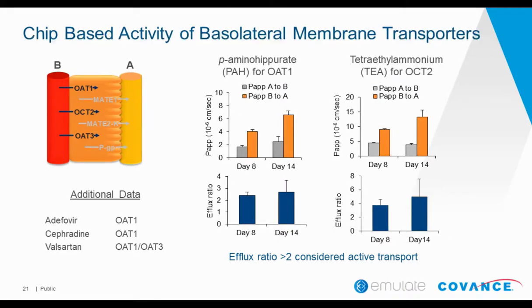The same can be said for those transporters that are expressed on the basolateral membrane. So looking at PAH, or para-aminohippurate, as well as TEA, tetraethylammonium, for OAT1, as well as OCT2. Again, on both day 8 and day 14, we are seeing an efflux ratio greater than 2, and that is maintained throughout the system. Likewise, we have additional data not presented here for adefovir, cephradine, as well as valsartan, showing the broader range of activity across a number of different molecules.